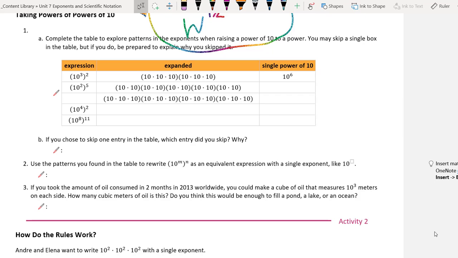complete the table to explore patterns in the exponents when raising a power of 10 to a power. You may skip a single box in the table, but if you do, be prepared to explain why you skipped it. So right here, how many 10s? They've already expanded it out for us. How many 10s do we have? If we count them, 1, 2, 3, 4, 5, 6, 7, 8, 9, 10.